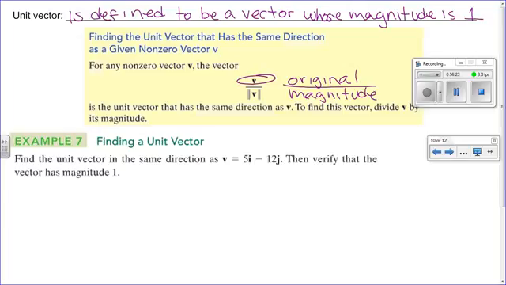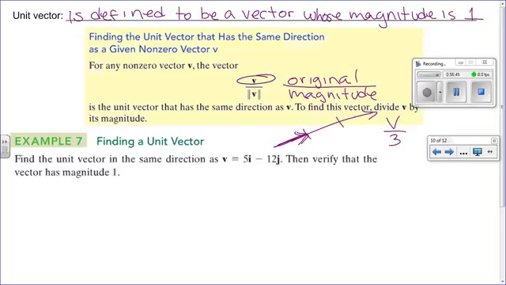So let's say that you have a vector that is 3 units long. The magnitude is 3. So if you take the vector and then you divide by 3, you will just be getting the chunk of that vector. So that will be the unit vector. All right? So let's see how we're going to do that.